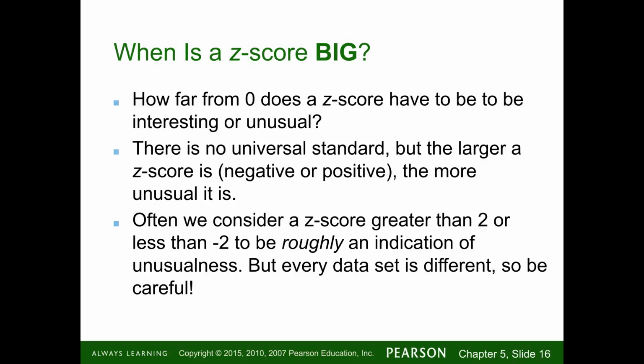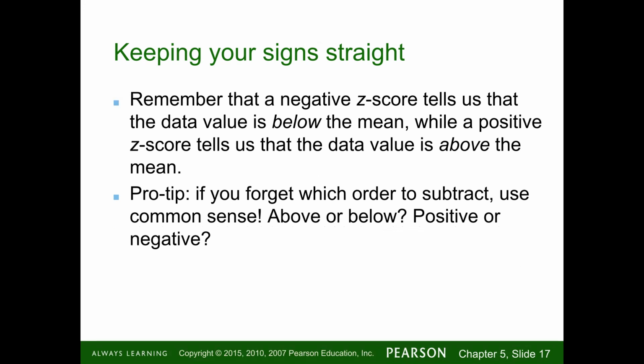We often consider a Z-score greater than 2 or less than -2 to be roughly an indication of unusualness. But every data set is different, so you just have to look at the practicality of the data set. What are you measuring and what are you trying to do with the data? Remember that a negative Z-score tells you the data falls below the mean, and a positive Z-score tells you that the data is above the mean.